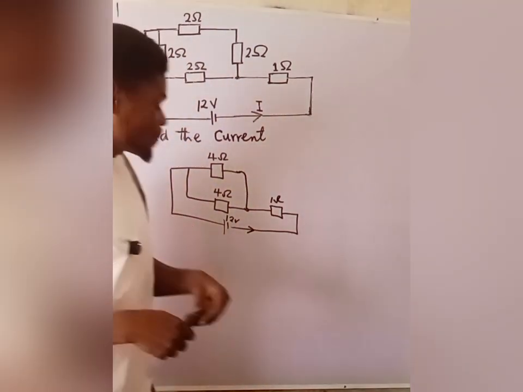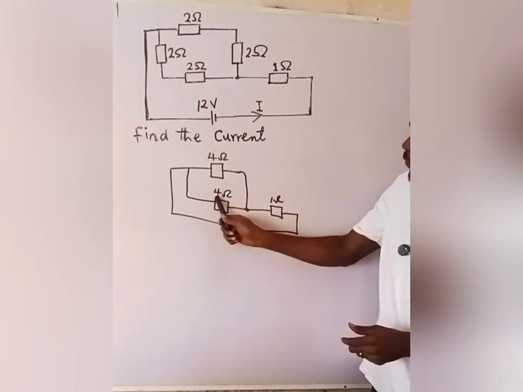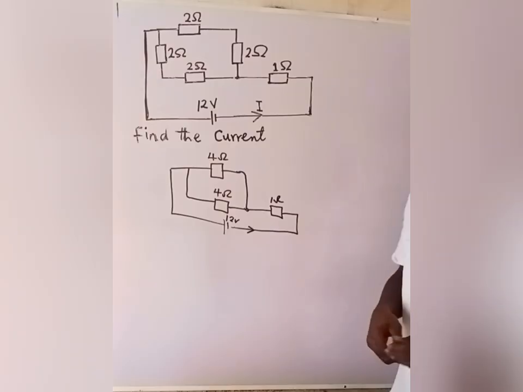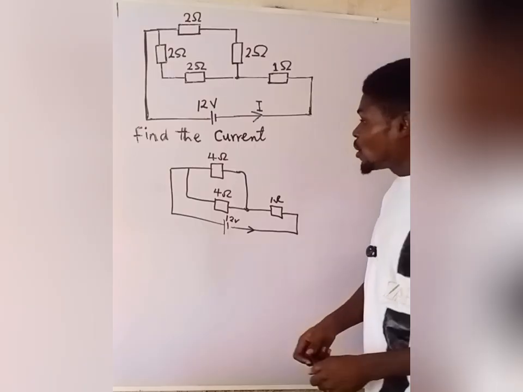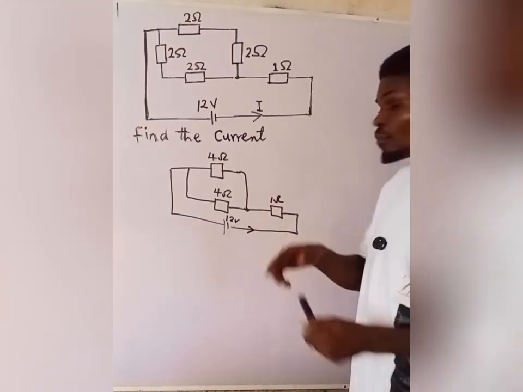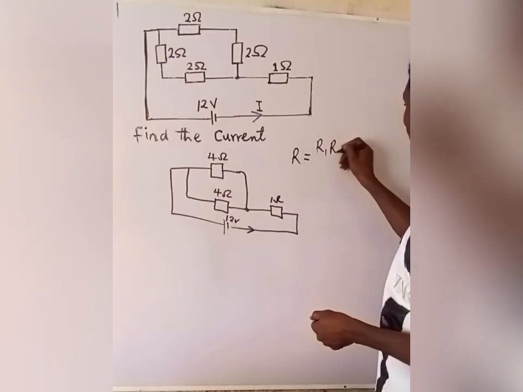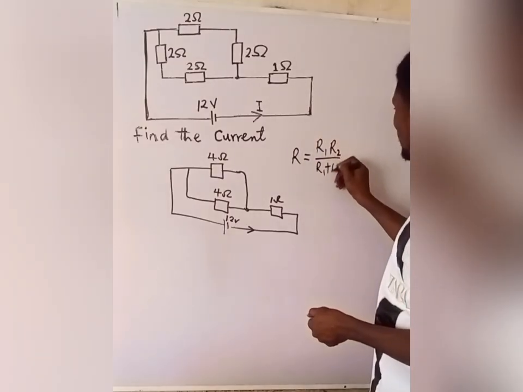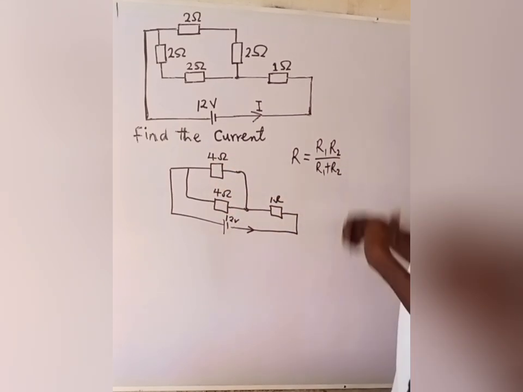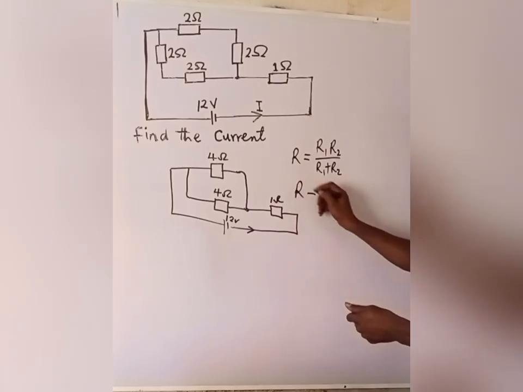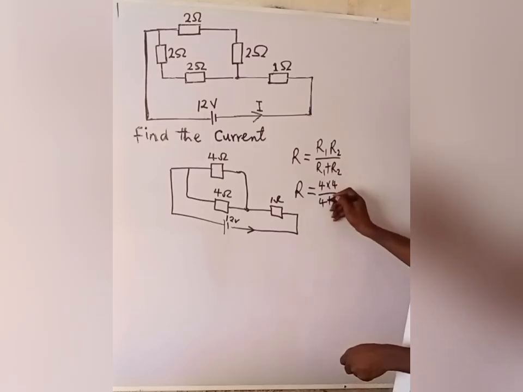So going further, we are going to analyze this one and this one again. This 4 ohm and this 4 ohm are arranged in parallel. Okay, so when 2 resistors are arranged in parallel, for us to get the equivalent value, all we need to do is to make use of the formula product over sum. That is, the effective resistance in this case is equal to R1 R2 all over R1 plus R2. This one is our R1 in this case. This one is our R2. So simply substitute the values in this formula. That is 4 by 4 all over 4 plus 4.